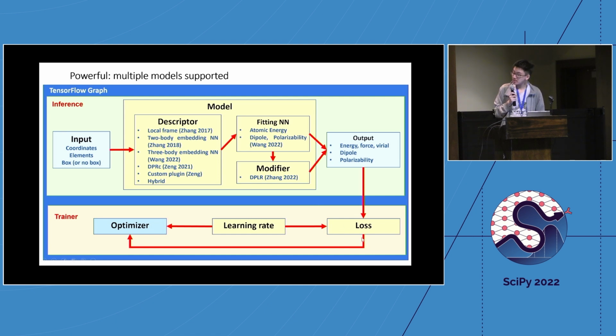This is the model graph, and for training we also have a trainer graph. It has the loss. The loss function is defined as the mean square error of the output. And sometimes we also want to fit both energy and forces, and our loss function supports this. And with the learning rate, we can optimize the model.